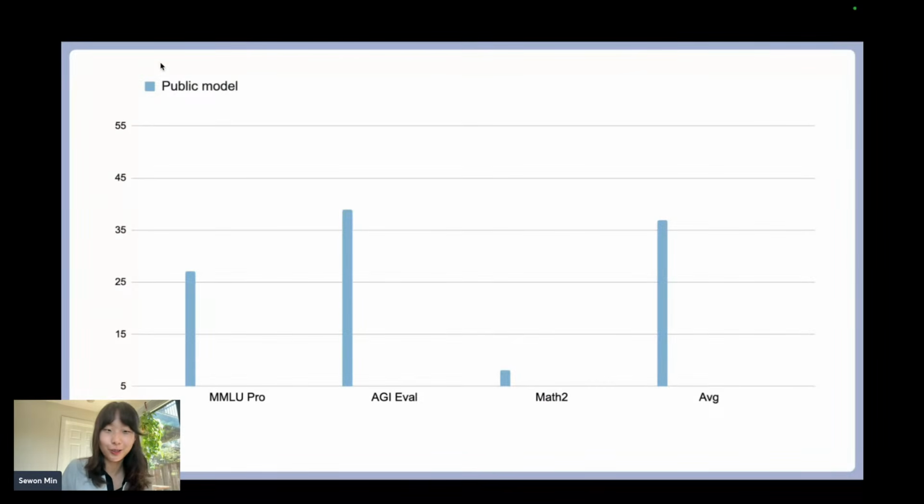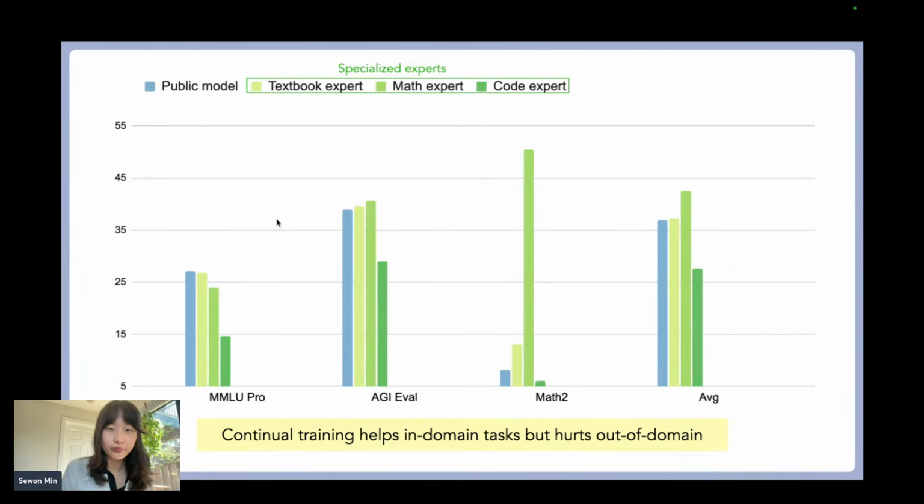First, we show the result of the public model. This is a model that is shared across everyone, trained on public data only. And these are the results.